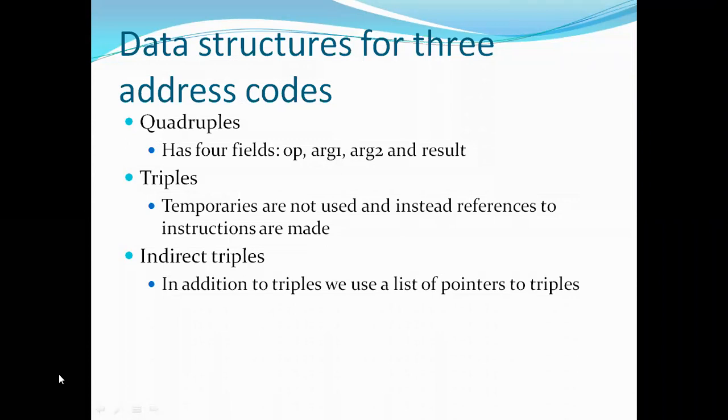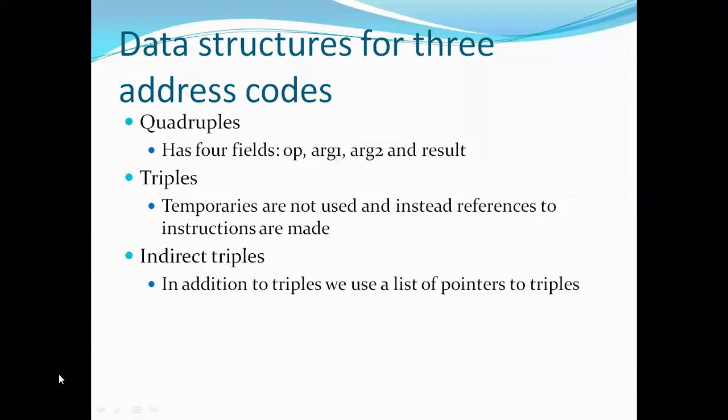What is a quadruple? What is a quadruple representation? It is a data structure, right? Why are we calling it a data structure? With at most 4 fields, the quadruple representation is defined.